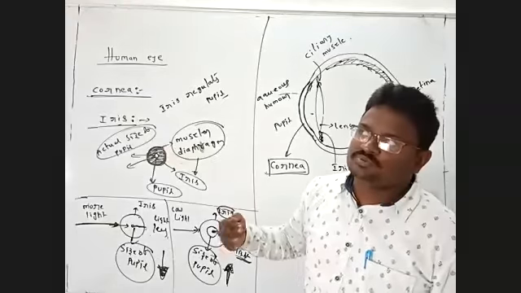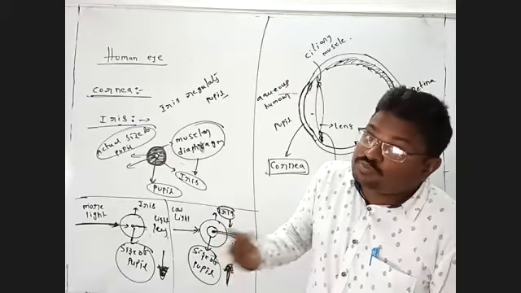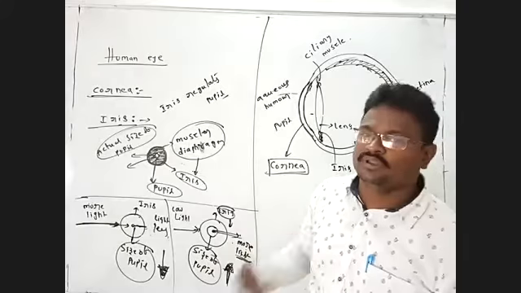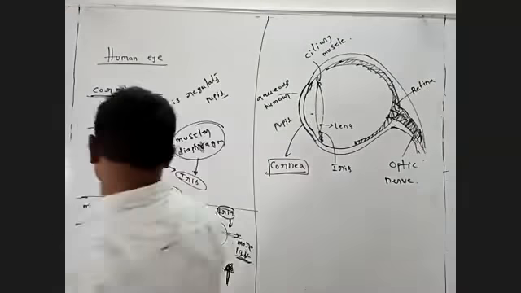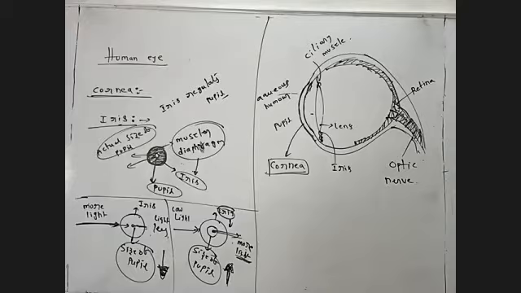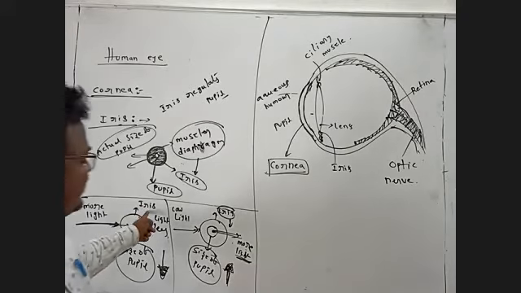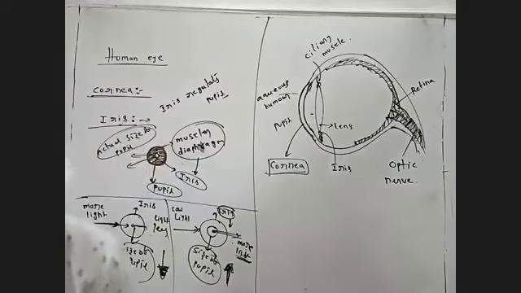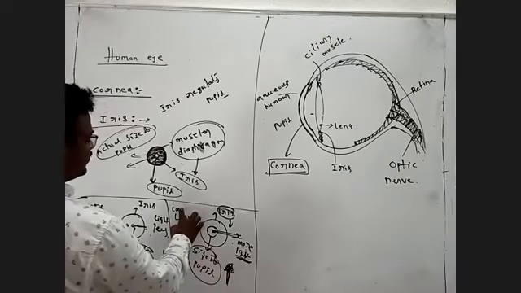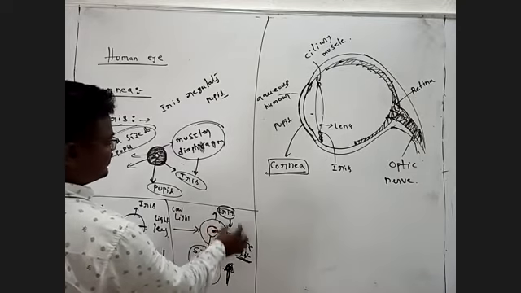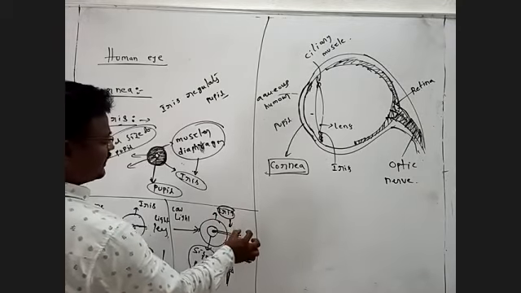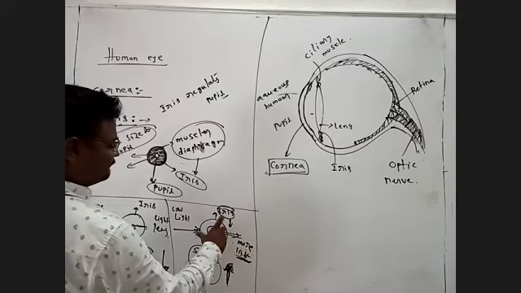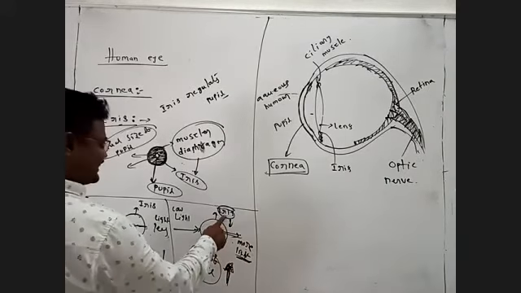When less light falls on the eye, the size of the pupil becomes wider by the iris. When the pupil is wider, it allows some more light. This is the functioning of the iris. That is the point. The size of the pupil is more when low light falls, and the pupil becomes wider by the iris.